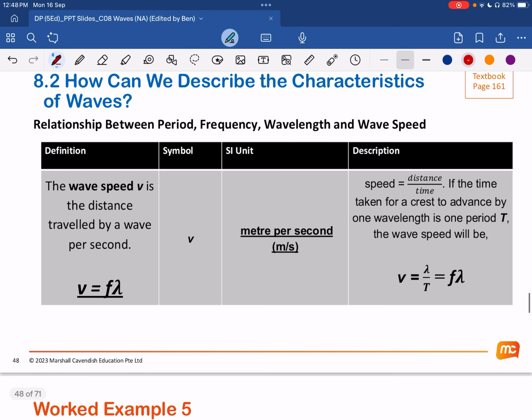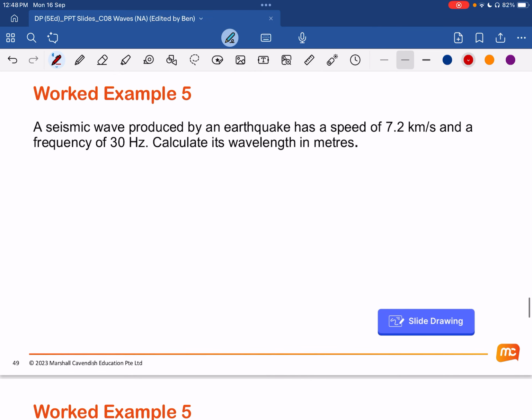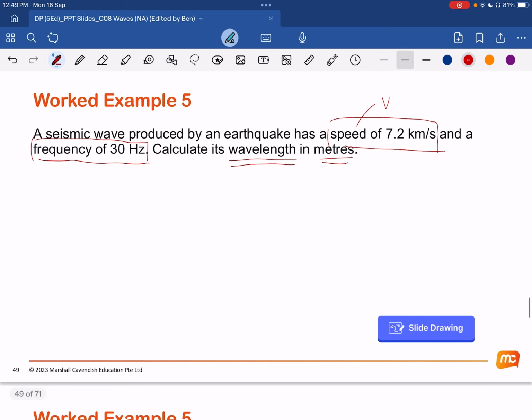Alright, for example 5, a seismic wave produced by an earthquake has a speed of 7.2 km per second and a frequency of 30 Hz. Calculate the wavelength. By the way, calculate in meters. So maybe first, let's just use whatever values we have. We have the speed of the wave and a frequency. Now we need to find lambda.